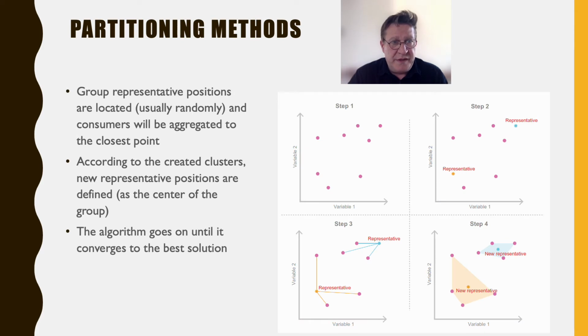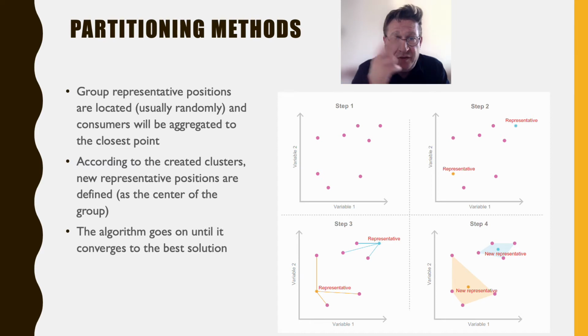I will first explain the partitioning methods. In that case, you can see a visual representation of the method on the right side. At step number 1, you can see the consumers as they are positioned on a kind of map according to their position on two variables of the survey, for example.